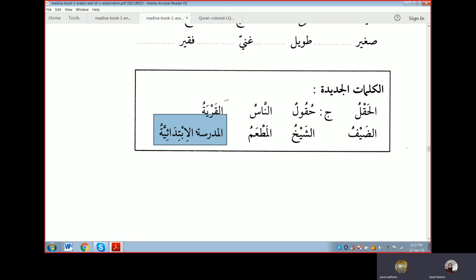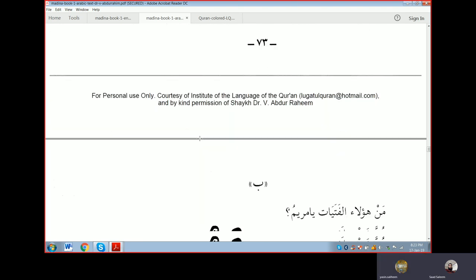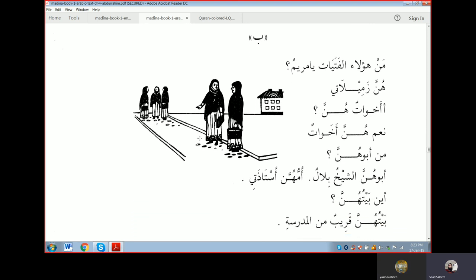Al-madrasatul ibtida'iyya, that's an elementary school. Yes, good. Next period we have the second part of this lesson, inshallah. We'll start it next time. Note for this period, page number 71 on the PDF. Okay, page 71.